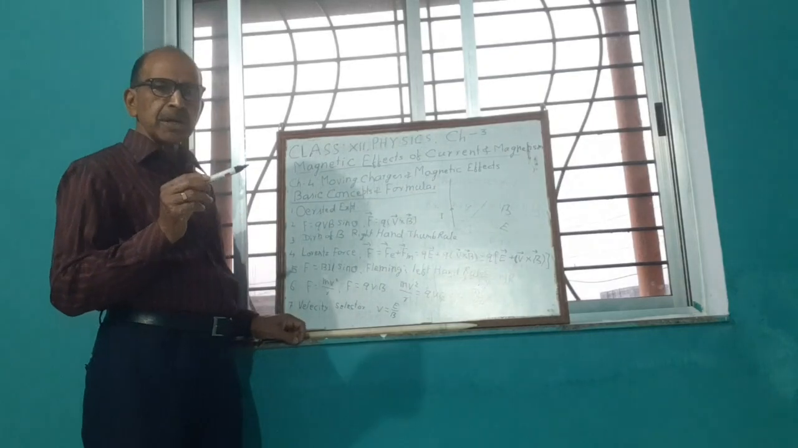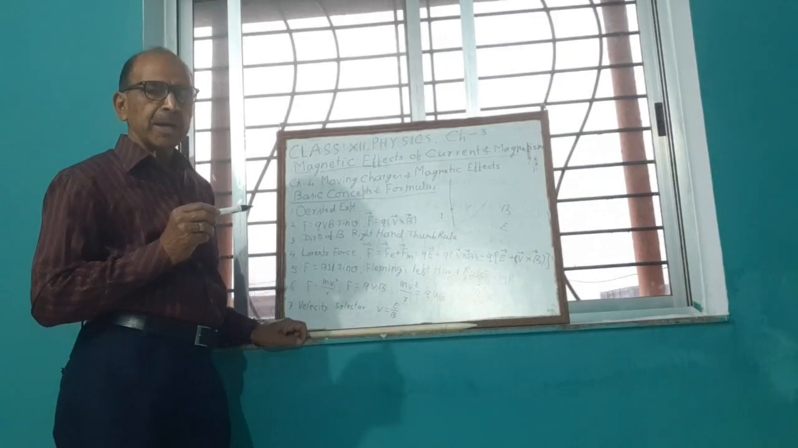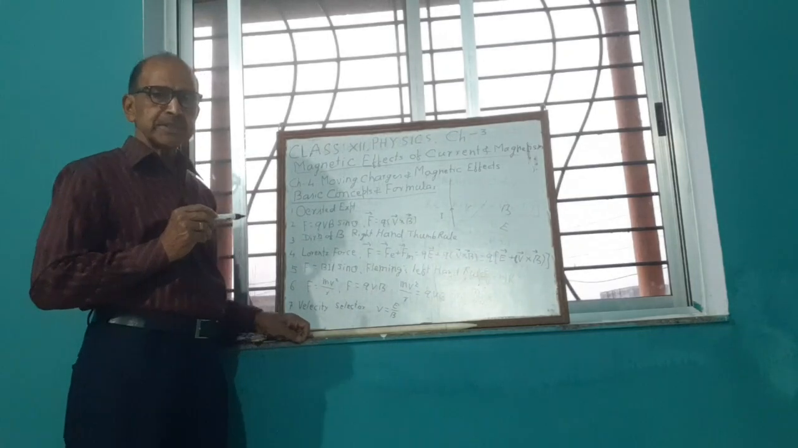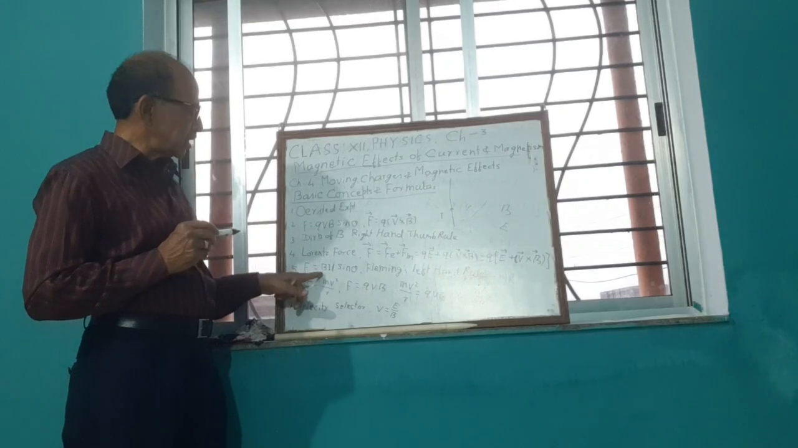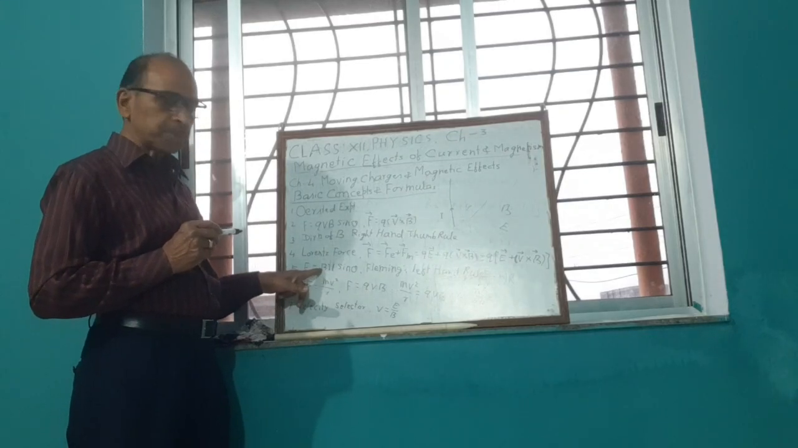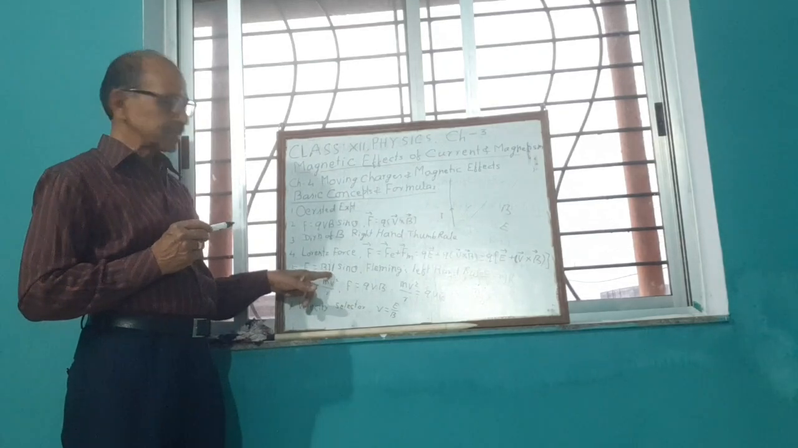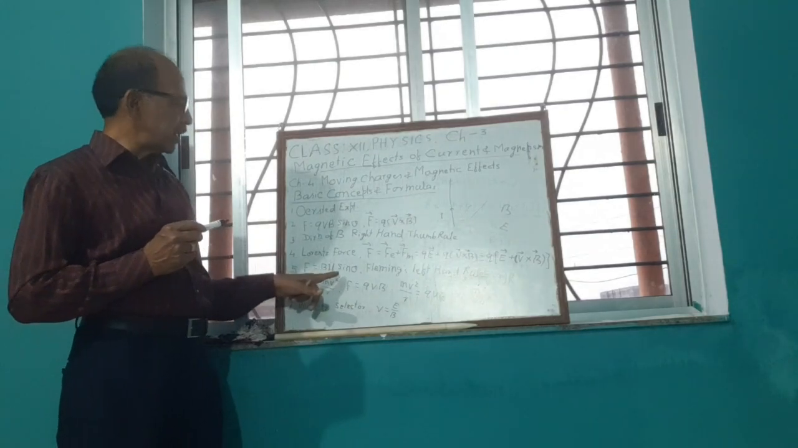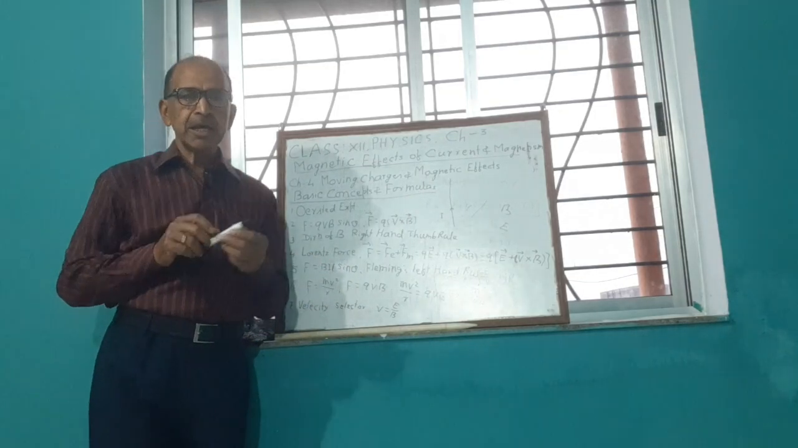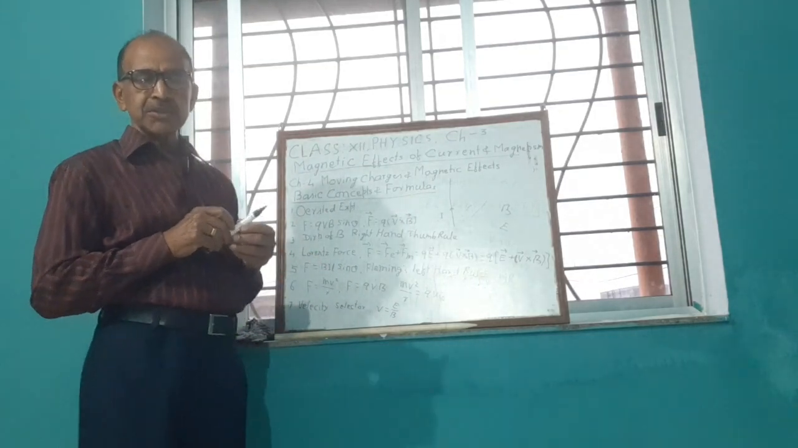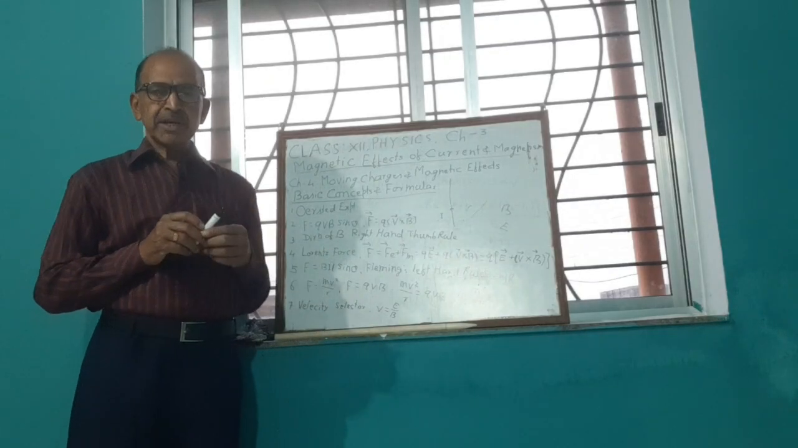If a current carrying conductor is placed in a magnetic field, a force acts on it. F is equal to BIL, where B is the magnetic field, I is the current flowing through the conductor, and L is the length of the conductor. So F is equal to BIL sin theta. A current carrying conductor placed in a magnetic field experiences a force. Force is a vector quantity.